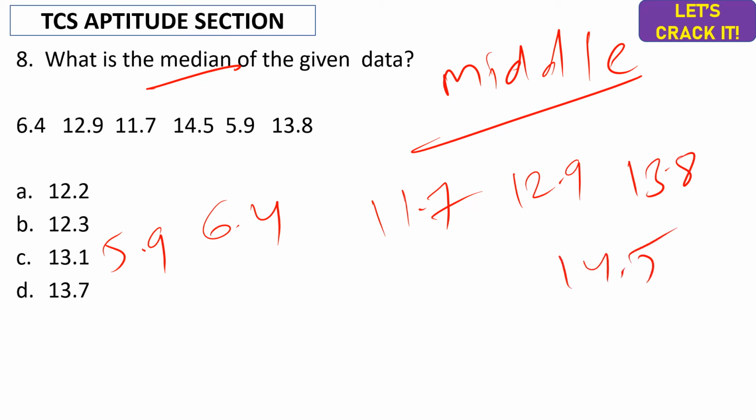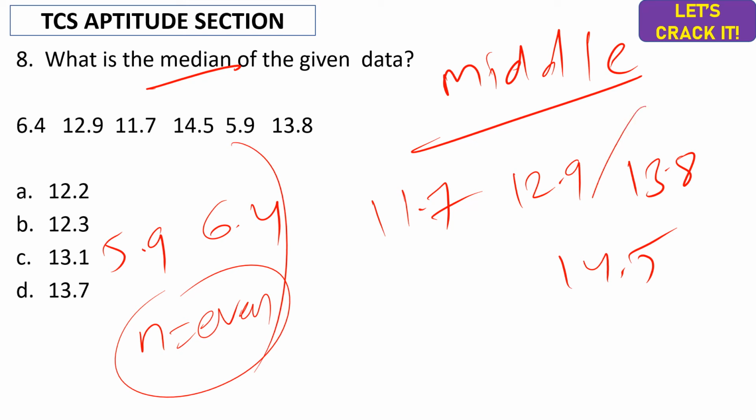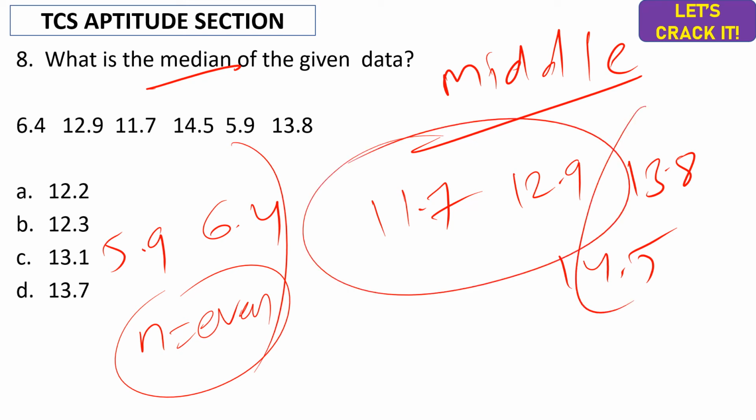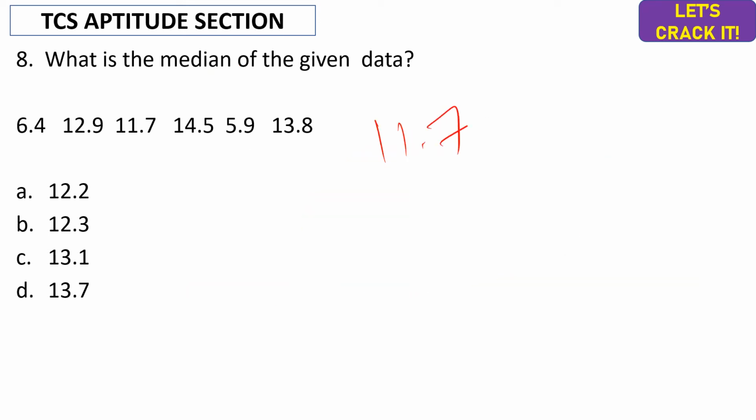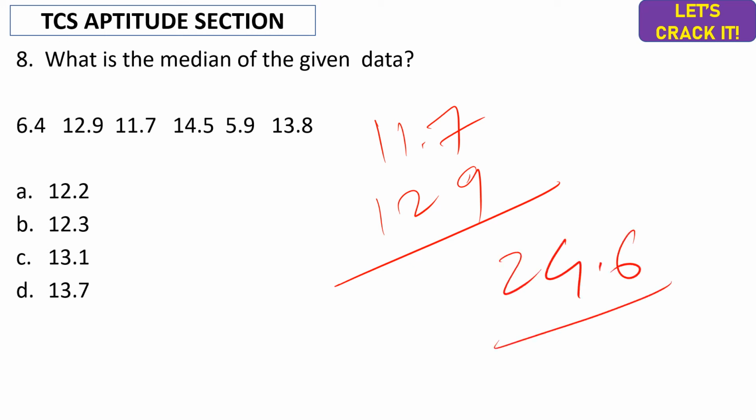So in total there are 6 numbers. What will be the middlemost element? If n is even, we need to consider the middle two elements, like these are the middle two elements, 11.7 and 12.9. 11.7 plus 12.9, what will be the sum? 24.6, divided by 2, 12.3. Option B is the correct answer.